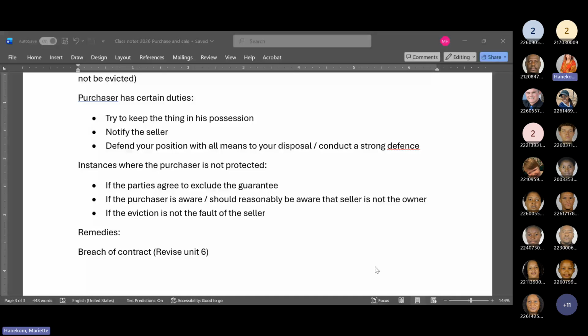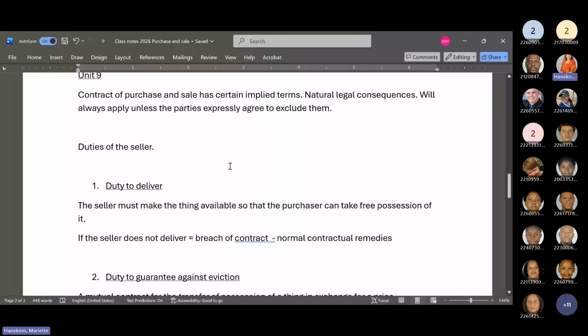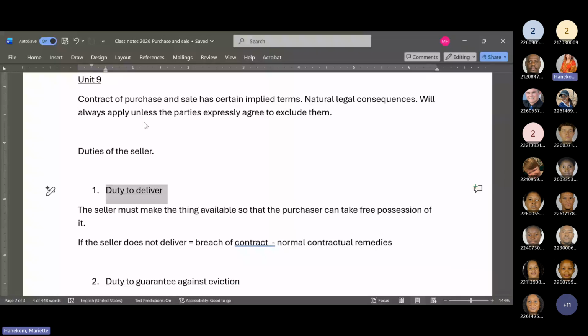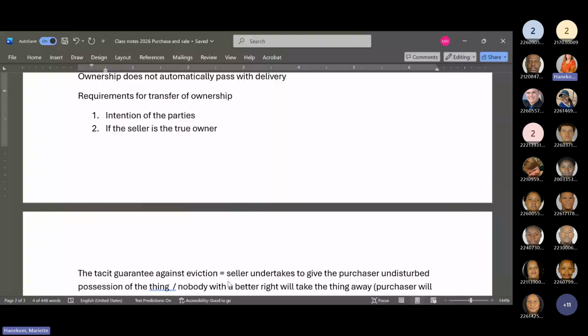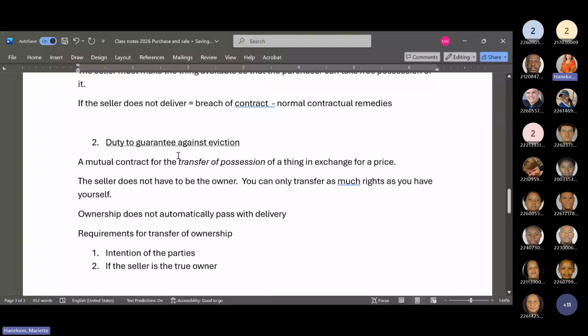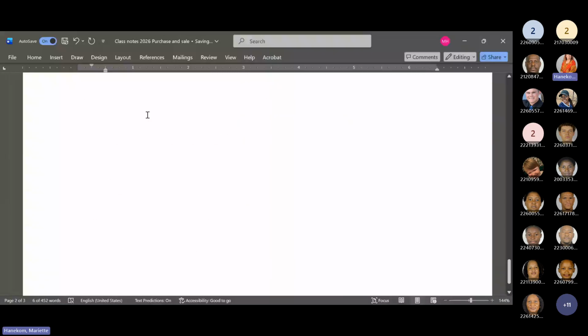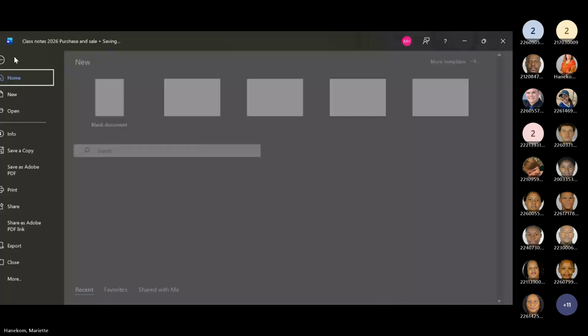Let's move on then to the next duty. So the duties we've had so far is the duty to deliver. I actually want to just copy them because right at the end of the unit, I want to be able to give you a list of all the duties of the purchaser, of the seller. In your first test, another question I'm going to ask you is to list the duties of the seller.